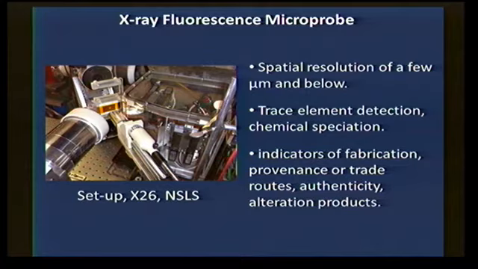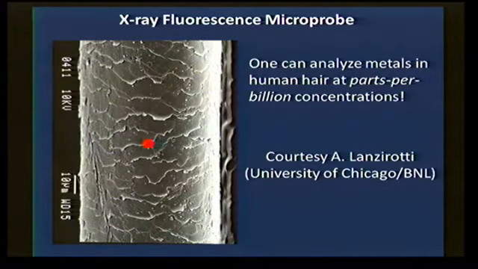This is the sort of spatial resolution we can achieve, a few microns, or we can even go much below that in some cases. We want to look at trace elements. We want to do chemical speciation, so we want to look at the element distributions. And all those things here are indications of what the fabrication was, what is the provenance of the material, and what are the alteration products. So just to give you a feel of the sensitivity we have, this is the size of the beam, a few micrometers in size.